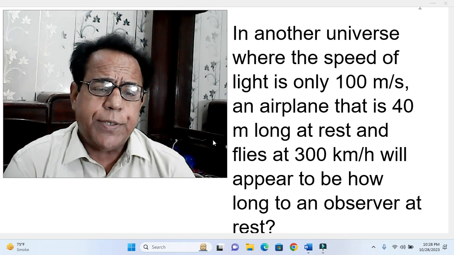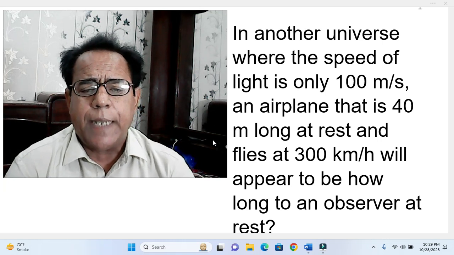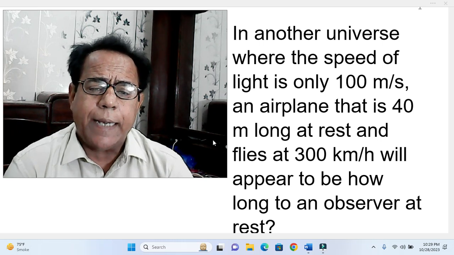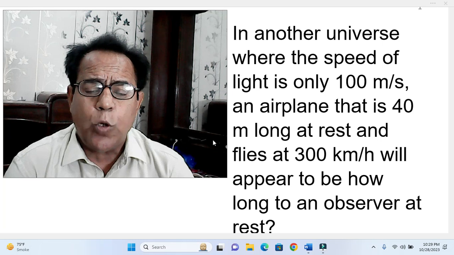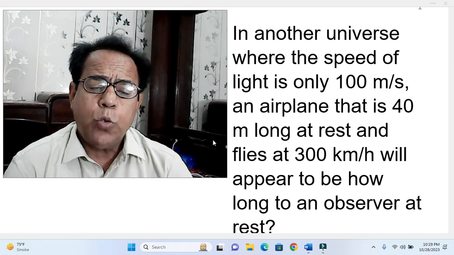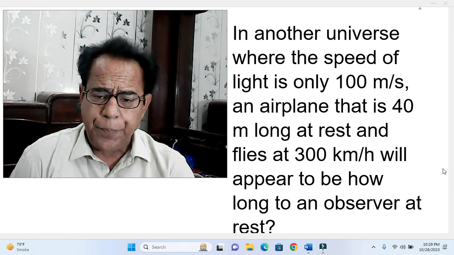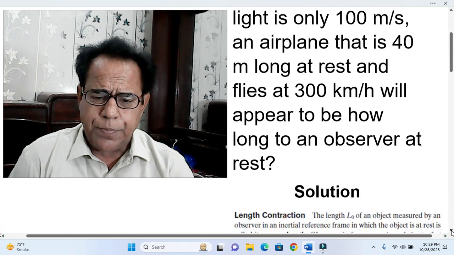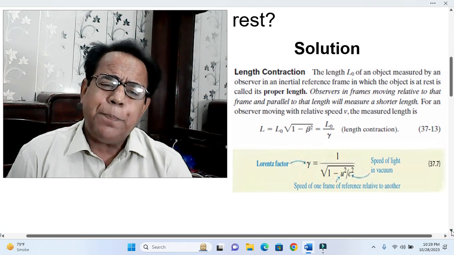As usual, we first come to its statement. Okay, in another universe where the speed of light is only 100 meter per second, an airplane that is 40 meter long at rest and flies at 300 kilometer per hour will appear to be how long to an observer at rest? Okay, this problem is to some extent similar to the previous problem, but despite this, it is another problem of the same book.